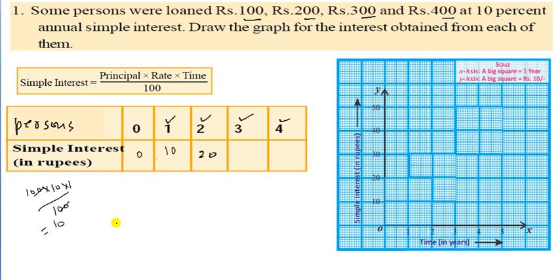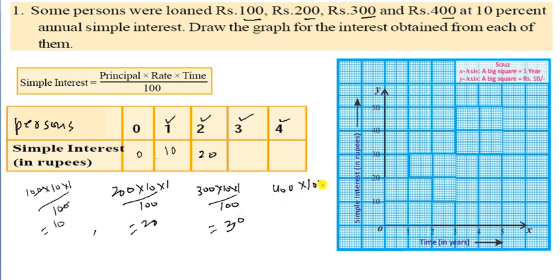So the amount is calculated. You can calculate here 200 into 10 into 1 upon 100. So it becomes 20. And what about 300 into 10 into 1 divided by 100? So we get 30, and 400 into 10 into 1 upon 100, so we get 40. So you have to write 10, 20, 30, 40 on y-axis, and here 1, 2, 3. That is the persons, not the time. So you have to write person.